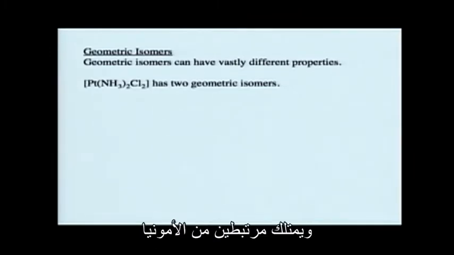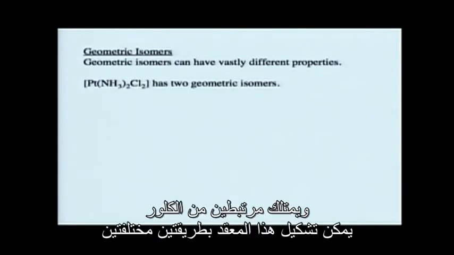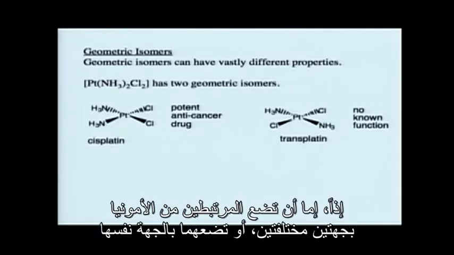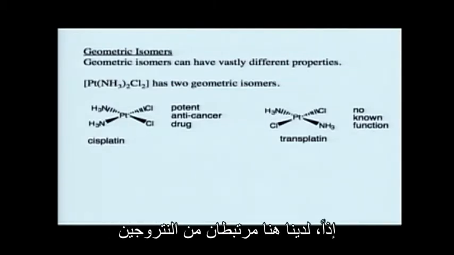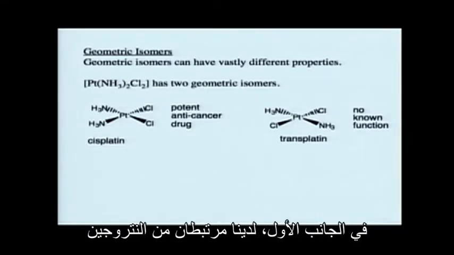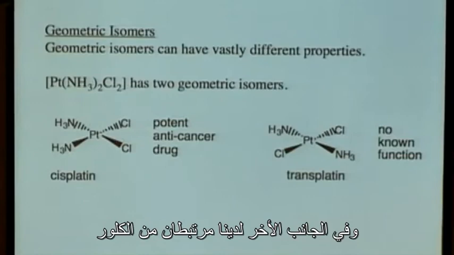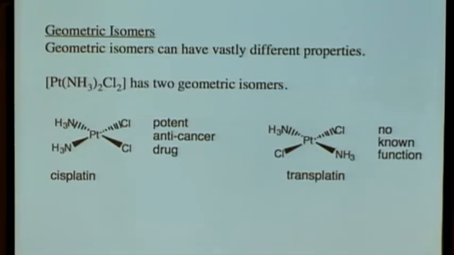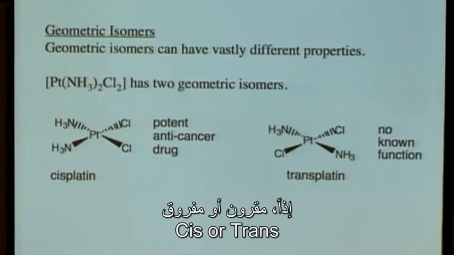It has 2 ammonia ligands and 2 chloride ligands. And there are 2 ways that you can do it. You can either put the ammonia ligands on different sides, or you can put them on the same side. So here we have 2 nitrogen ligands over here. On one side, you have the 2 nitrogen ligands, on the other side, 2 chlorides. Or we can have a trans arrangement where they're across from each other. So you see there are 2 different ways to do it, on the same side or across. So cis or trans.